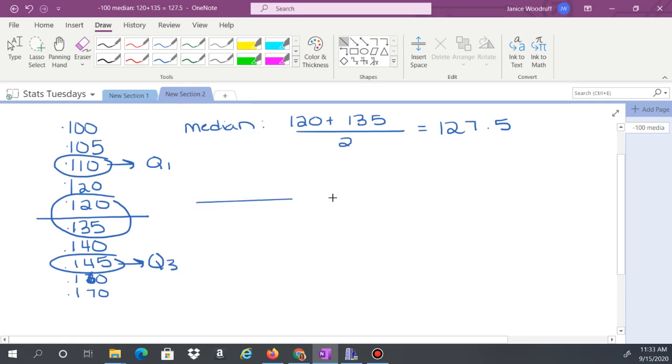All right, now if I am putting this on a symmetrical graph, okay, here is, we'll do 100. We're going to go in tens.